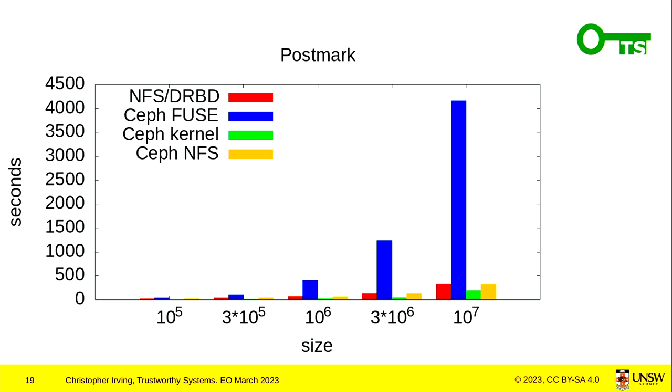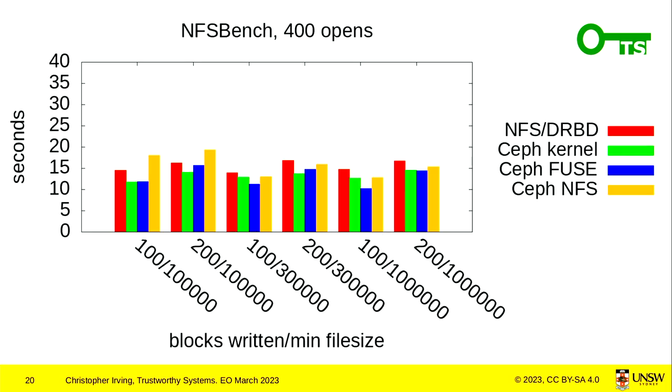The Ceph kernel driver seems to be performing very well, and Ceph over NFS is useful because the tools that allow you to do the Ceph-specific file system mounts are not available on every platform. We want to be exporting over NFS where we can, because that's something we know virtually every machine is going to be able to accept. So it's good to see that Ceph is not doing worse than DRBD over NFS.